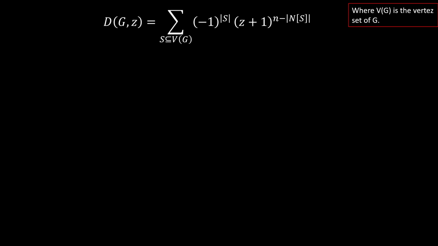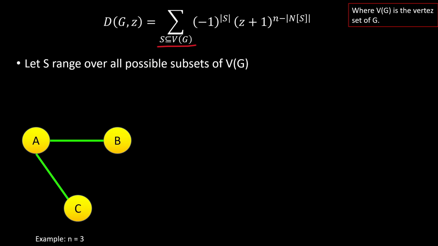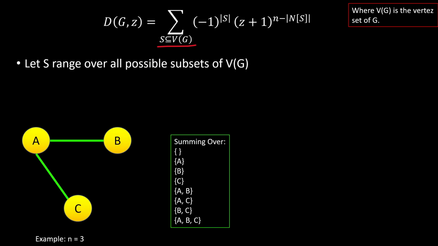What exactly is going on in this sum, and why does it produce our domination polynomial for arbitrary graph G? First of all, we're summing over all possible subsets of the graph's vertex set. Or in other words, we're summing over the elements of the power set of the set of vertices in our graph. For example, if our graph G was this graph, then these would be the sets we would sum over.